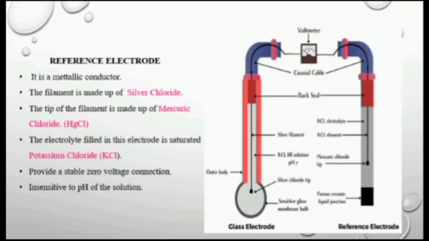Now we are going to see what is a reference electrode. It is a metallic conductor. The filament is made up of silver chloride. The tip of the filament is made up of mercury chloride. The electrolyte filled in the electrode is saturated potassium chloride. It provides a stable zero voltage connection, insensitive to the pH of the solution. The pH value of the glass electrode is 7 and the pH of the reference electrode is insensitive. That's the main difference between the glass electrode and the reference electrode.